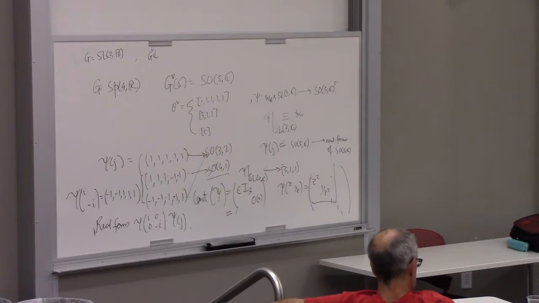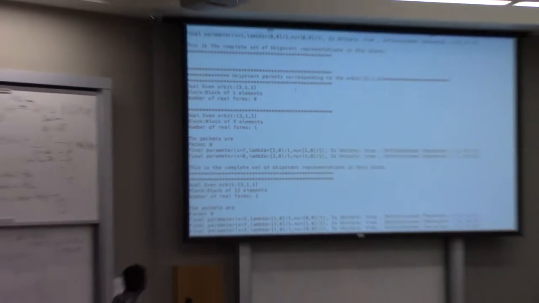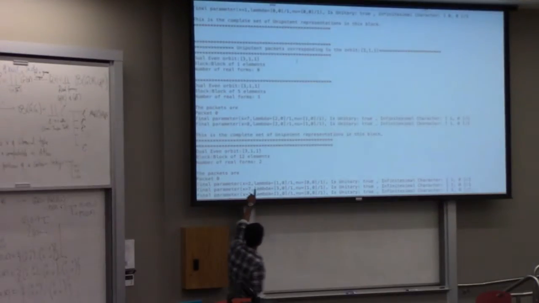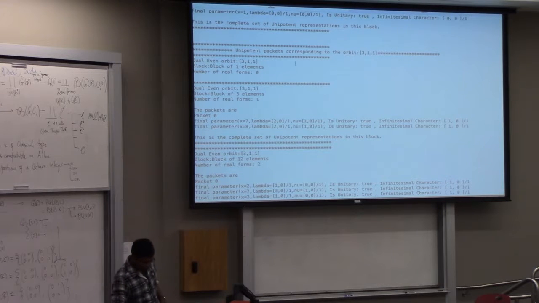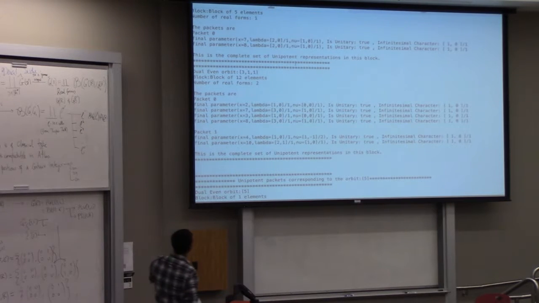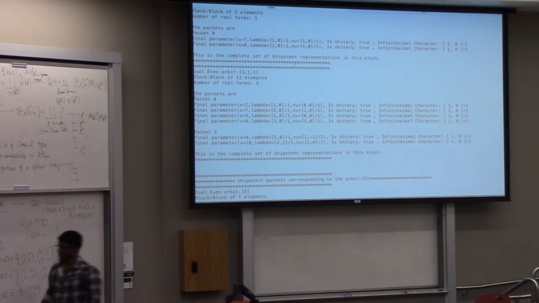Correct? And if I match that up with the output from the software, the block of 5 elements is the one corresponding to the dual real form SO41, and the block of 12 elements is the one corresponding to the dual real form SO32. And you see that there are 2 packets in SO32 and 1 packet of SO41.